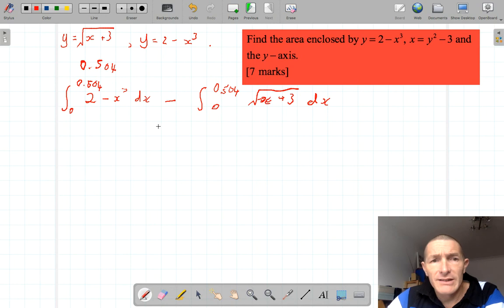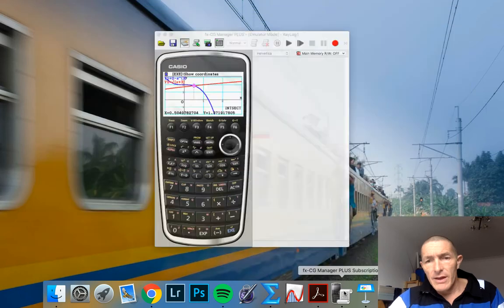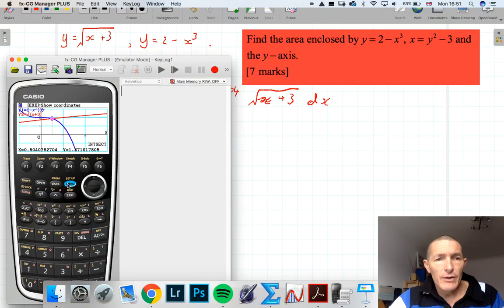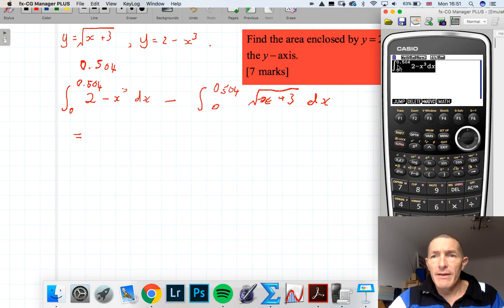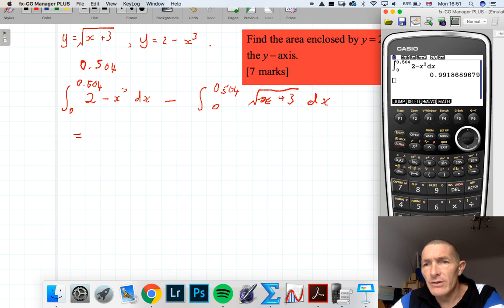Okay, so I have all that written down so that I can get some answers. So now I'm going to go to my calculator. And again, to save a little bit of time, if I go into the menu and into the number 1, the run menu, what I've done is I've already written out that first part there. Okay, so this one here is written here. I'm just going to press execute, and that gives me 0.99186. Let's just make sure that that's correct. 2 minus x cubed. Yep, okay.